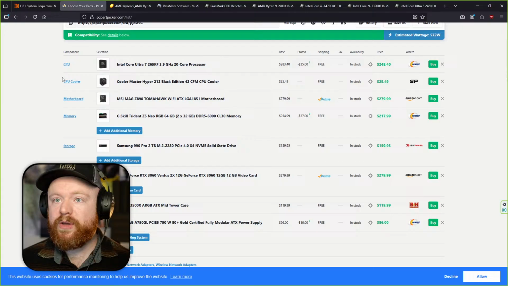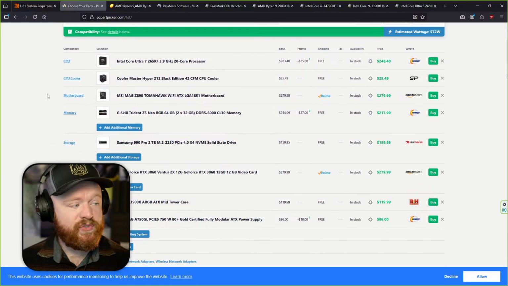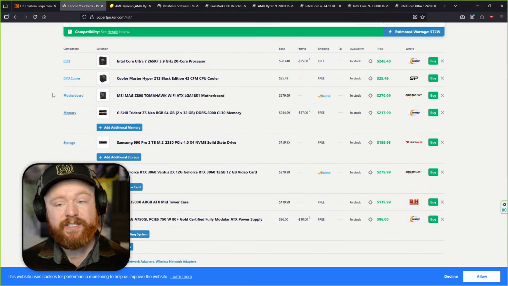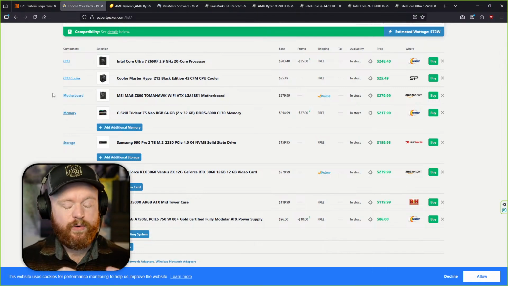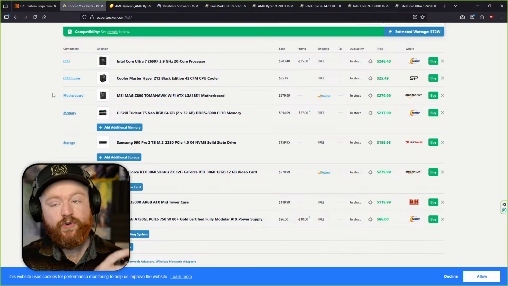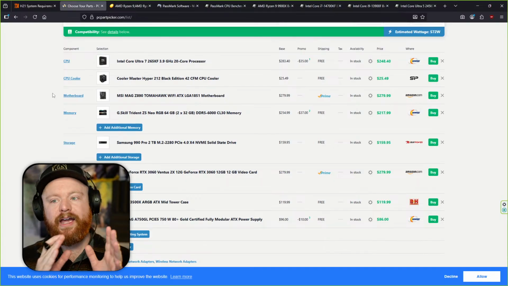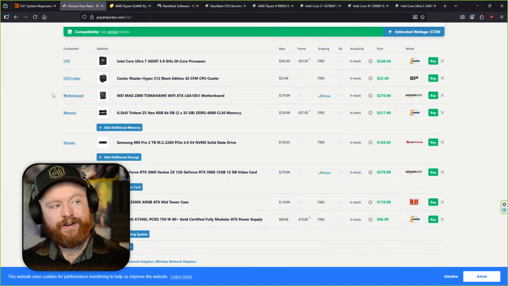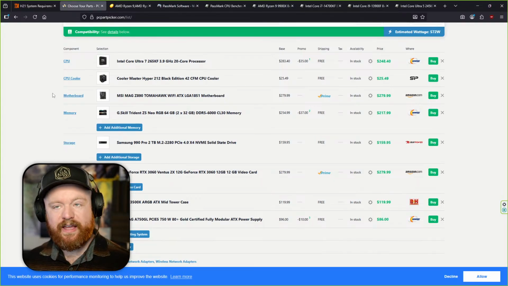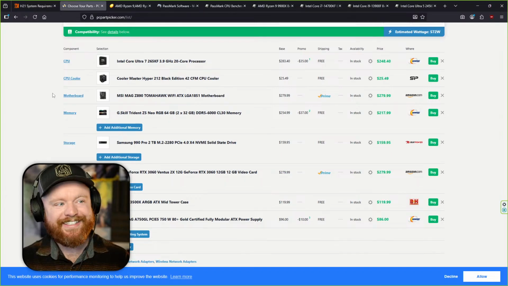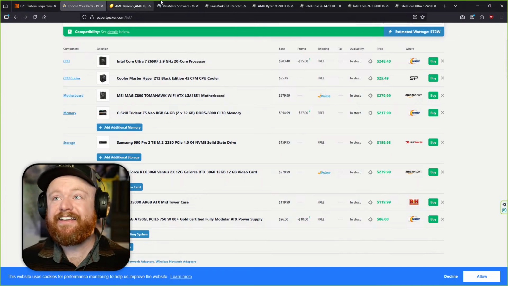Then going for the cooler, this is something that I spent more time on because, being that I had a high single-threaded performance CPU, I know that it's going to get a little bit hotter than a multi-threaded CPU. It's going to get hotter more quickly because it has a very fast gigahertz.